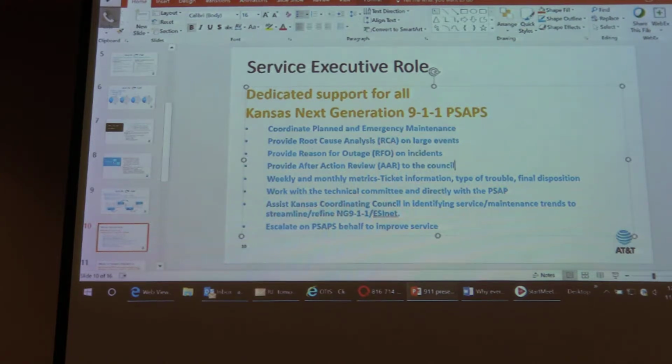Work with the technical committee, work with council to identify service and maintenance trends, as I spoke about earlier. And then my main job is to escalate and support you on your behalf. I mean, that really is my biggest role.